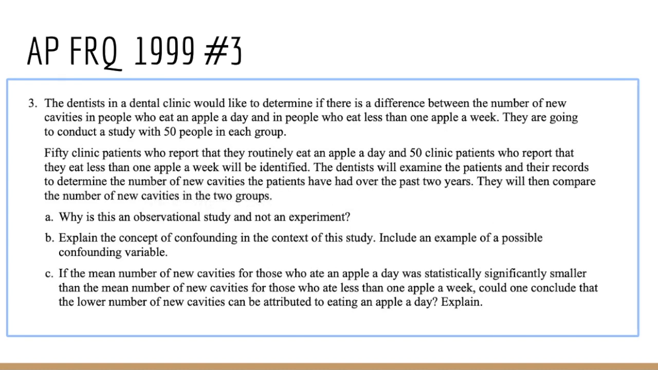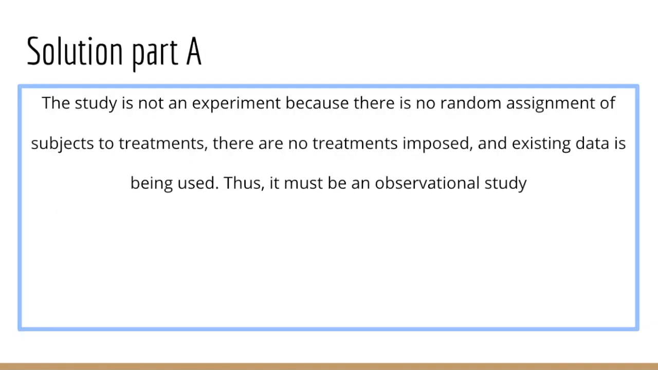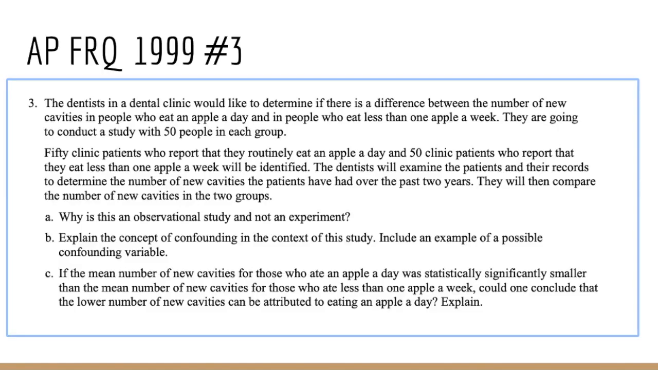Now for part A, why is this an observational study and not an experiment? The study is not an experiment because there's no random assignment of subjects to treatments, there are no treatments imposed, and existing data is being used. Thus, it must be an observational study.